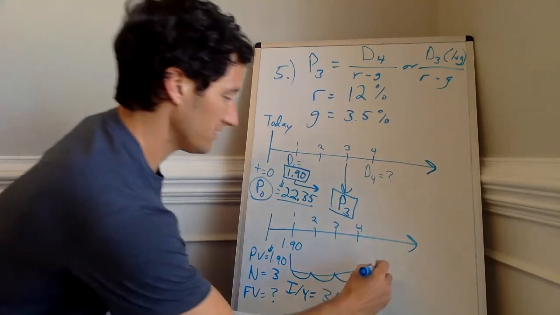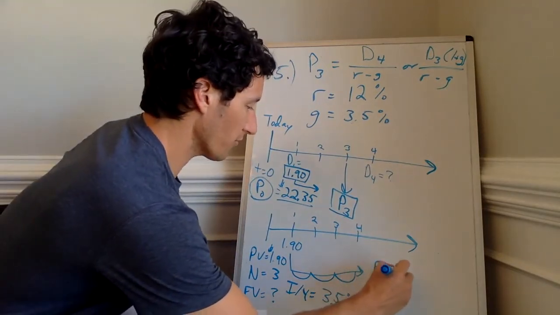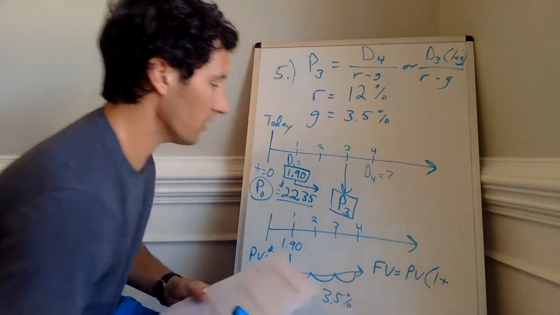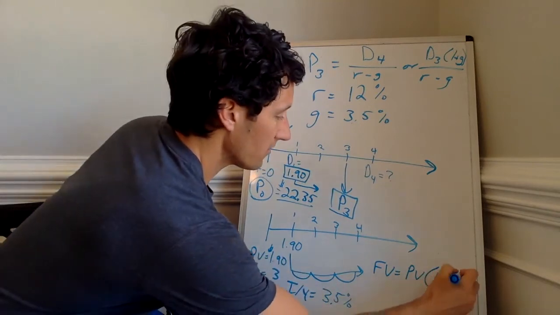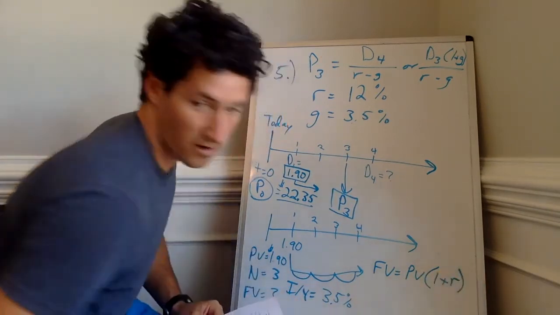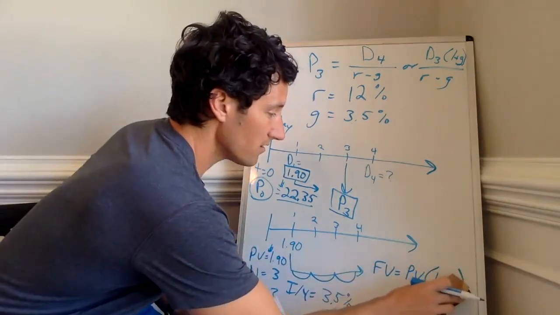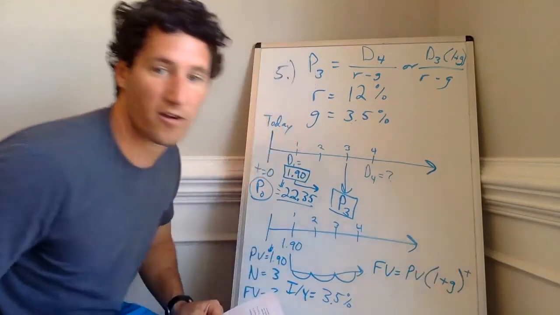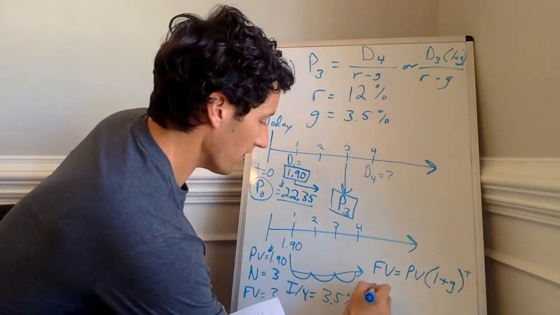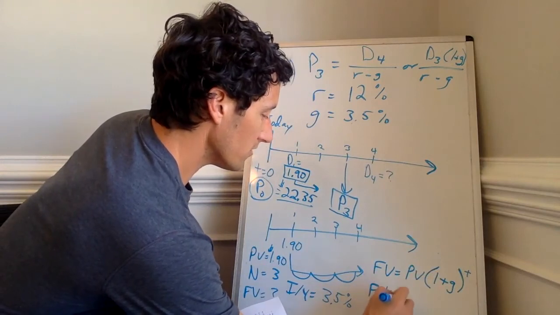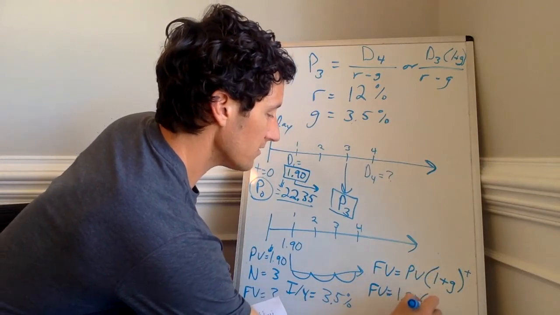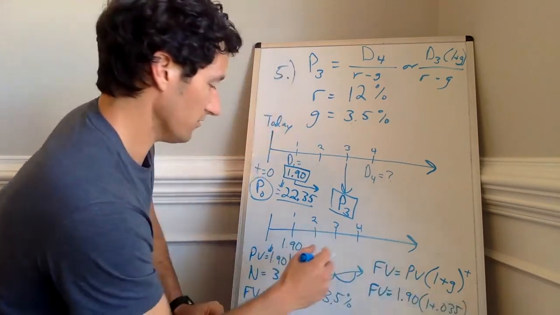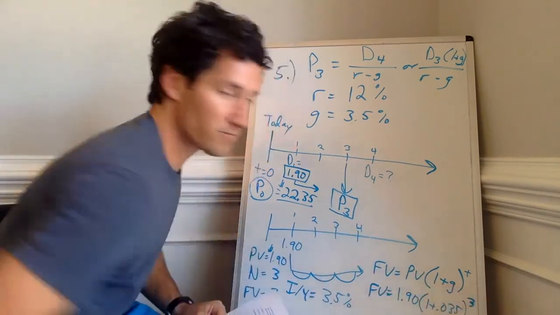The other way you could do this, remember, future value equals present value times 1 plus G, our growth rate, raised to the T power, however many years we're doing this. So FV would equal 190 times 1 plus our growth rate, 0.035, raised to, again, the third power. Okay?